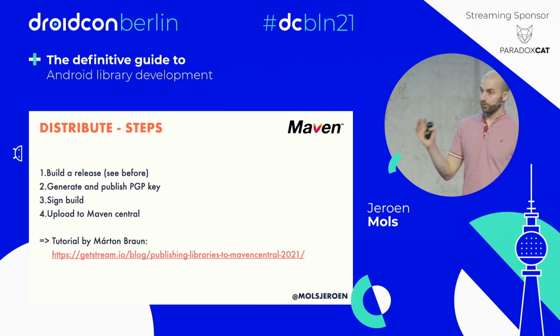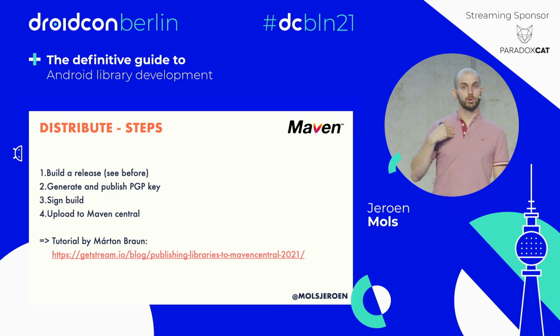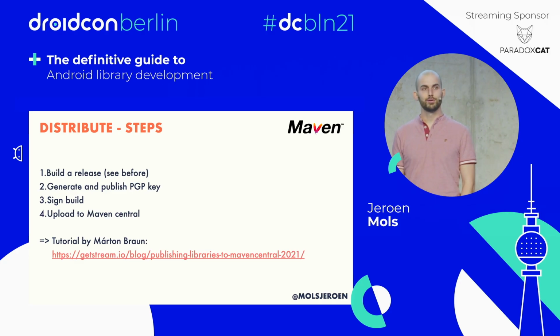And then when our library is done, we're going to build it, which I demonstrated to you before. Then we need to generate a PGP key, publish it to verify that we're the owner of the PGP key, sign the build, and upload it to Maven Central. To be very blunt, it's a tedious process. It shouldn't be that hard, but it is. But there are great tutorials, for instance by Martin, on how to do that, so I'm not going to cover that in this talk.